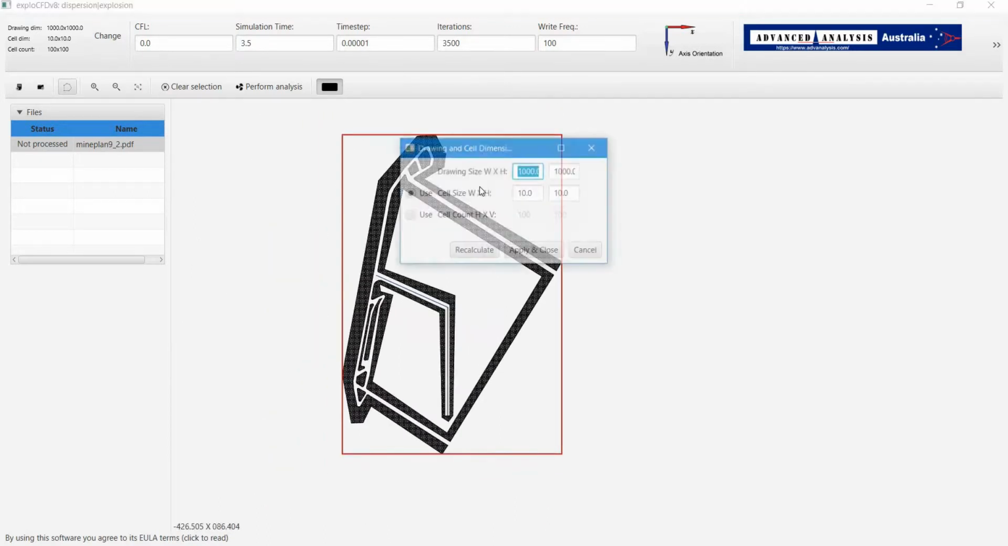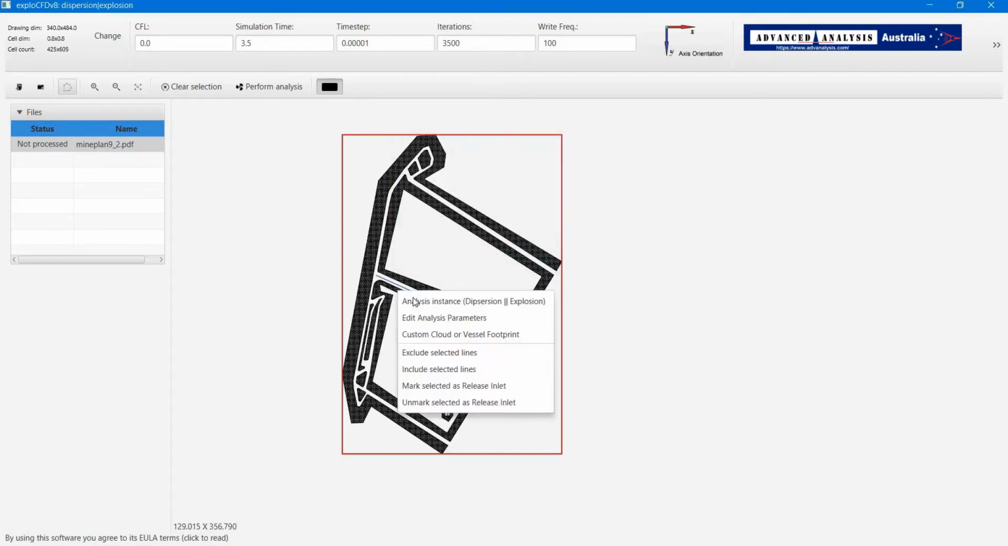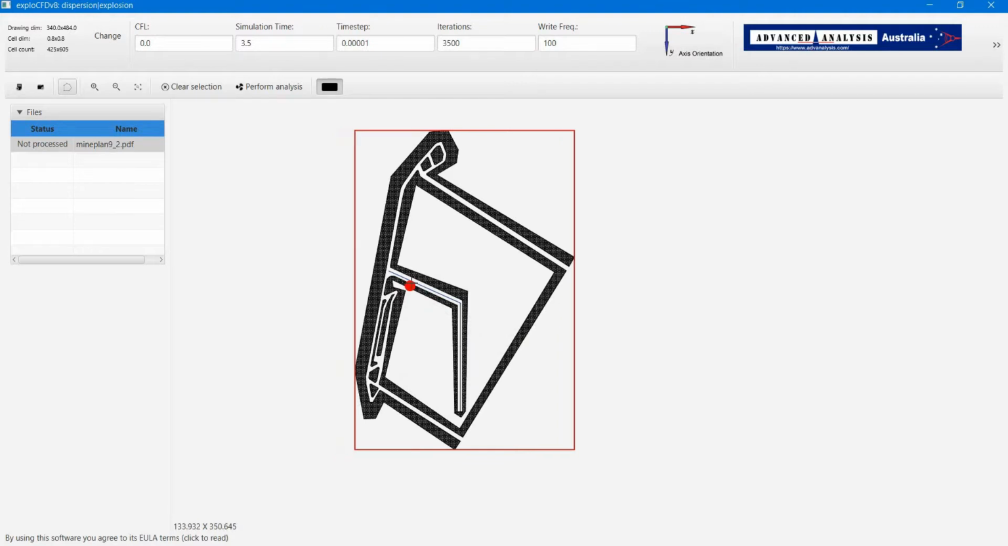Before I go any further, I need to put in the dimensions. So the dimensions here are 340 by 484. And we'll use a cell size of 0.8. Recalculate, apply, and close. Put in an analysis instance.